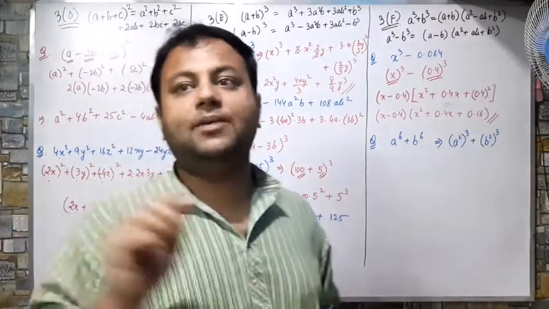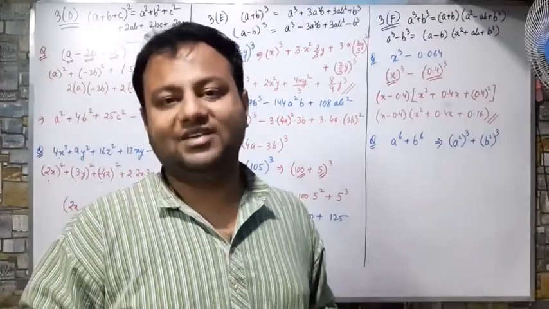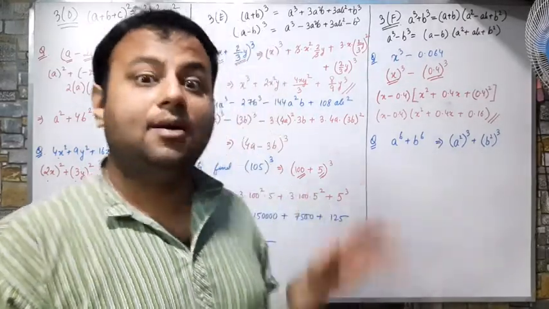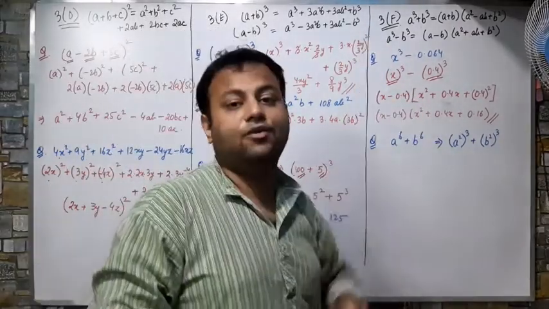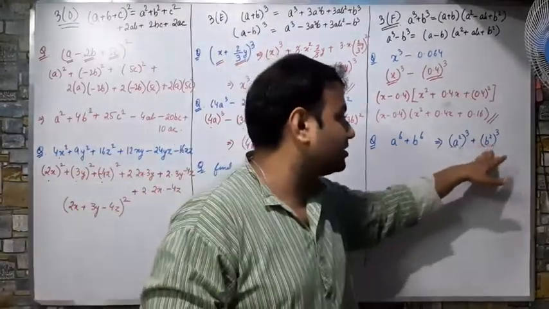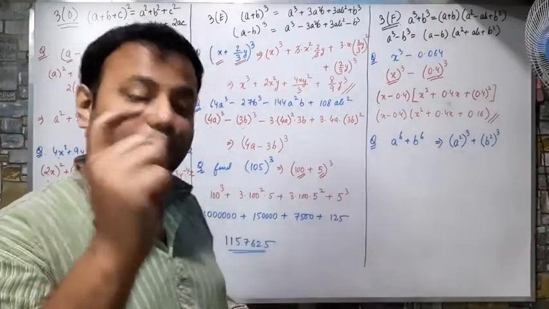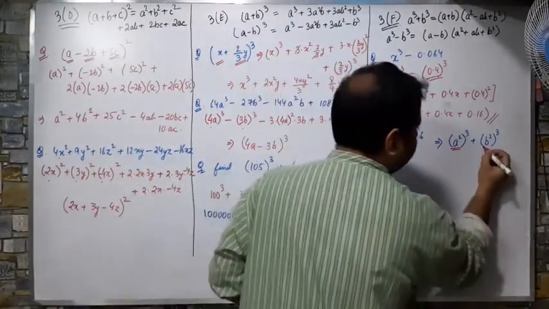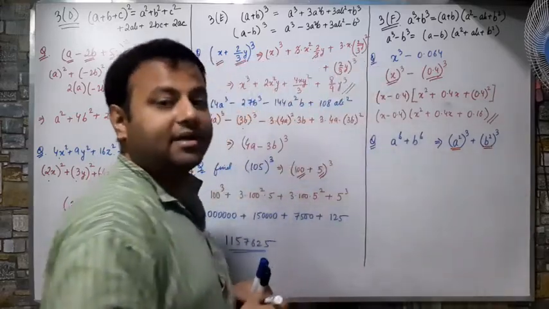Because a square plus b square, there is no direct formula. There is no direct formula for calculating a square plus b square. But there is a direct formula for calculating a cube plus b cube. So I have changed this in the terms of cubes, where this a square is completely a, and b square can be completely termed as b.